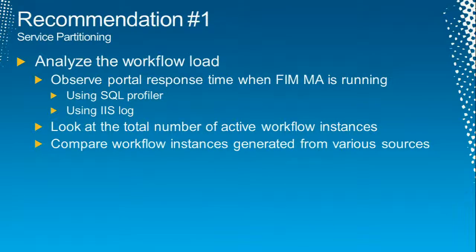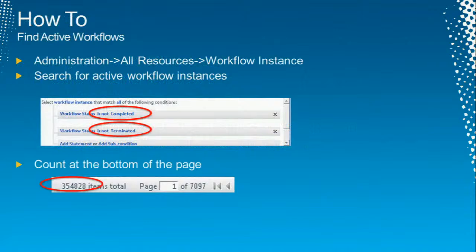So after you've noticed that there is a correlation between a certain workload and the portal responsiveness, you want to look at the active number of workflow instances. Then after you've looked at the active number of workflow instances, you want to see where the workflow is being generated. The way to look at active workflow instances is to go into the administration portal, click on all resources, click on workflow instances, and do a search. This will give you all workflows in the system.